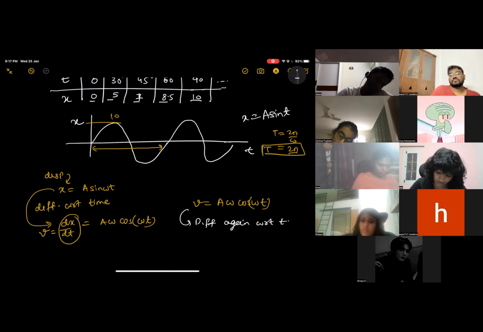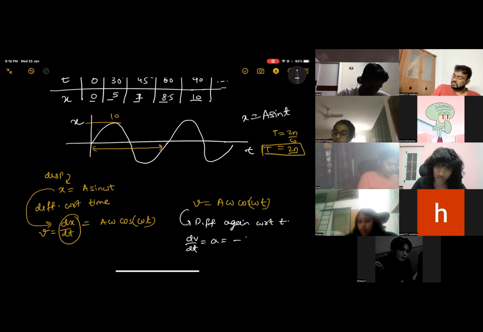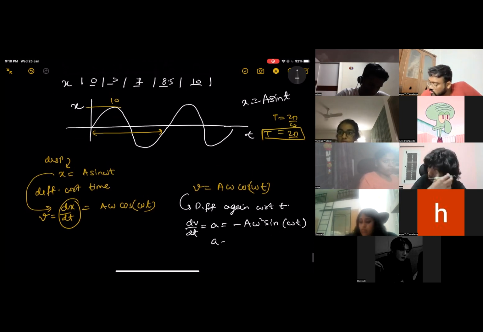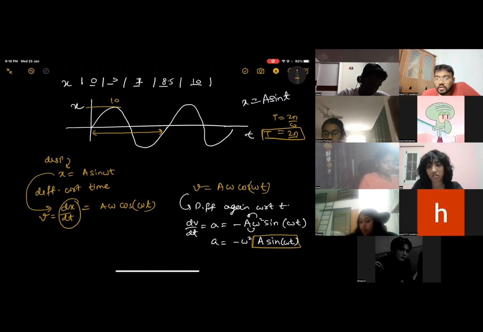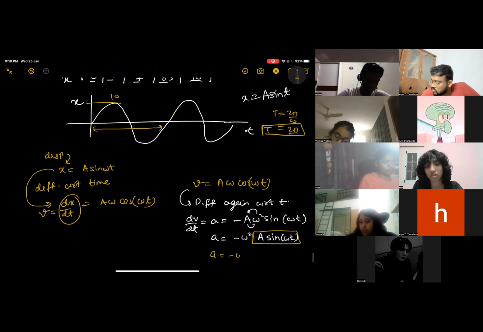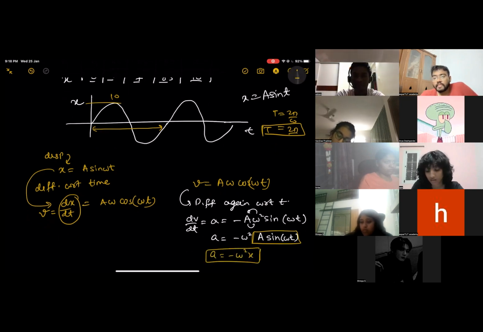What will come? What is the differentiation of velocity? Acceleration, which equals minus a omega square sin omega t. You can write this as minus omega square times a sin omega t. And a sin omega t is x, so you get a equals minus omega square x, which shows that x equals a sin omega t satisfies this equation.